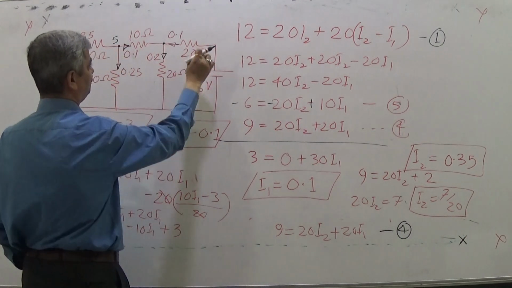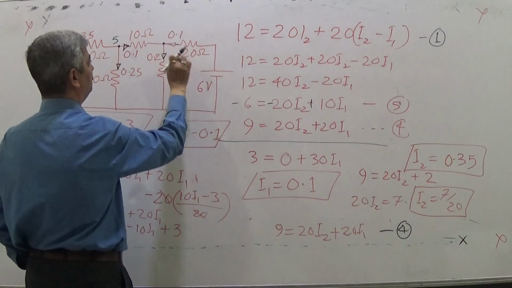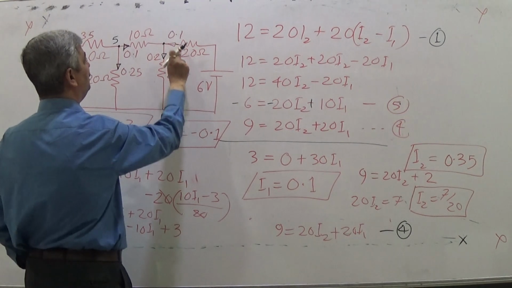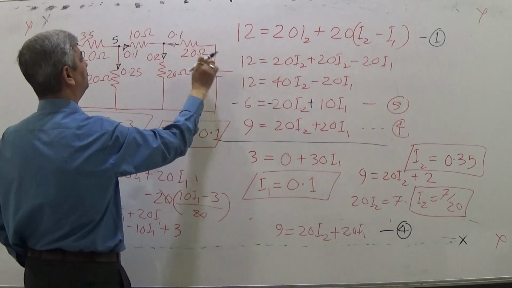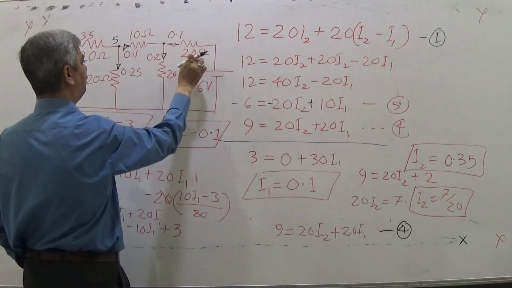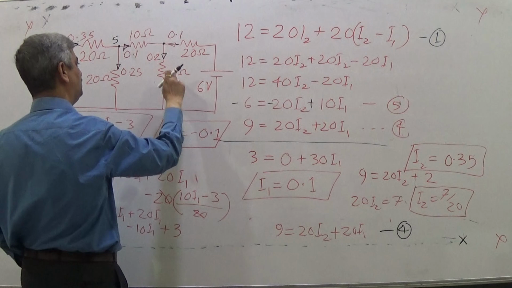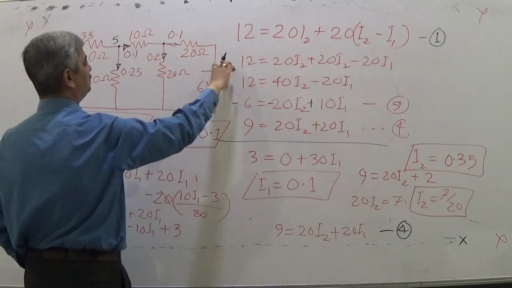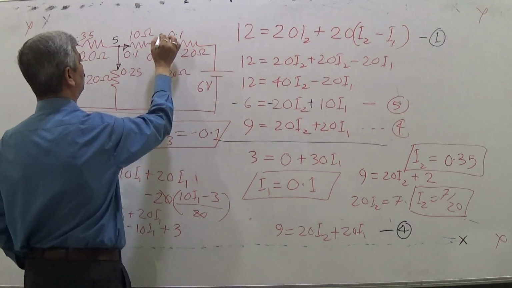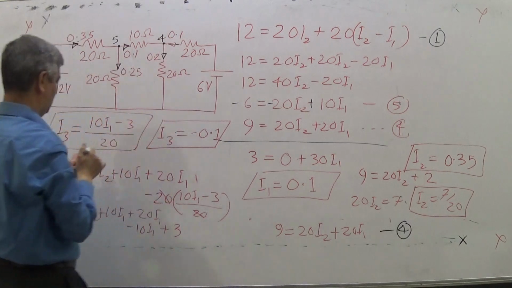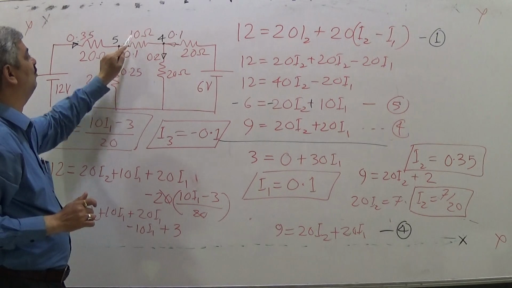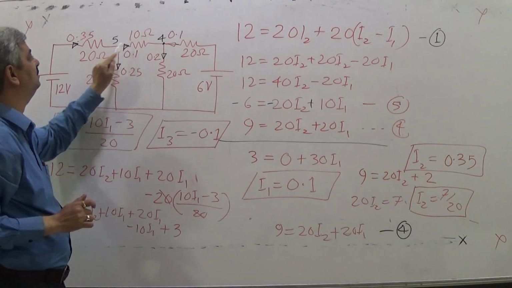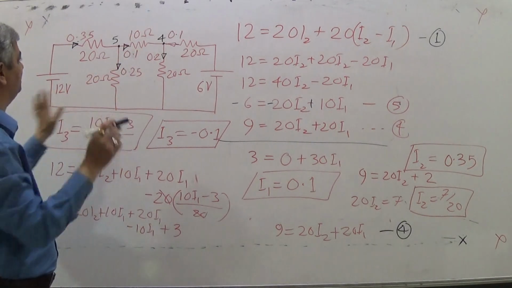Now here, 6 is equal to 20 into 0.1. So drop would be 2 volt drop, and 20 into 0.2, 4 volt drop. So it is 6 volt, 2 volt drop, this is 4 volts. This is 4 volts. And then 5 volts, 4 volts, 10 ohm, 0.1. 5 volts, 4 volts. So everything is satisfied.